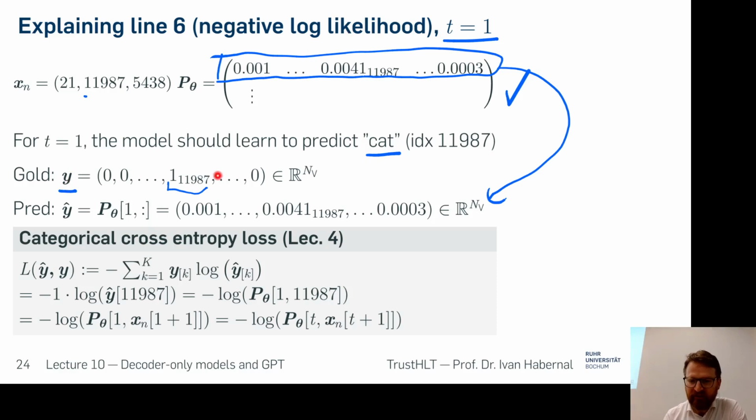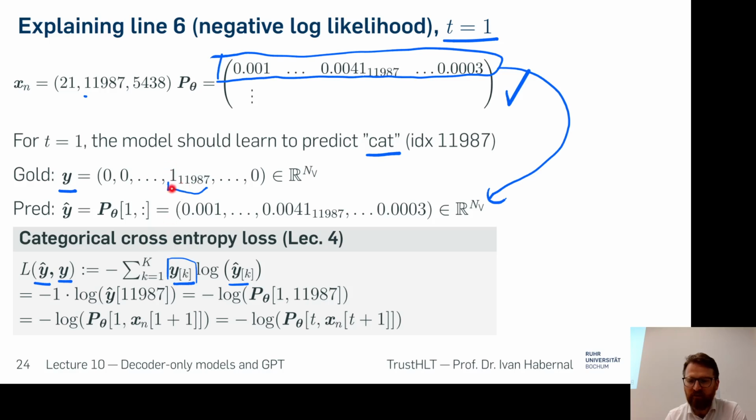Categorical cross entropy sums over all categories, so over all inputs in the vectors. We have two vectors, right? We have the predictions and we have the gold standard vector. By definition of the cross entropy, for each of the positions, we take y and we take the logarithm of the prediction, and we sum them up, and there's a minus at the beginning.